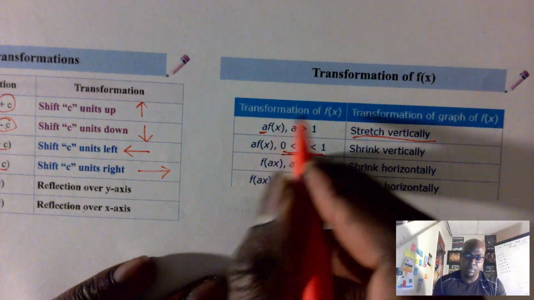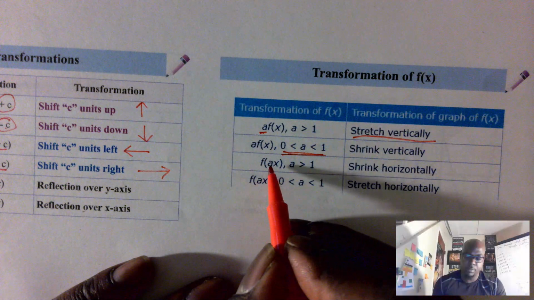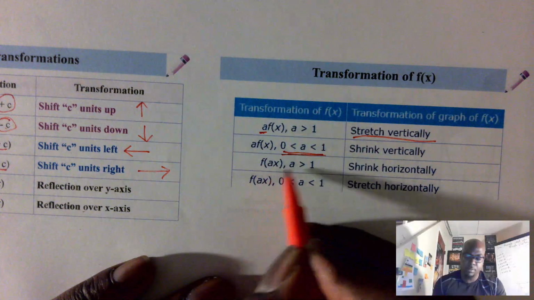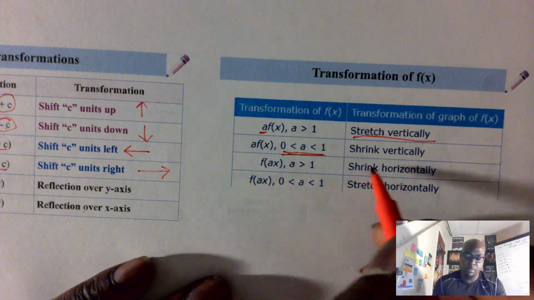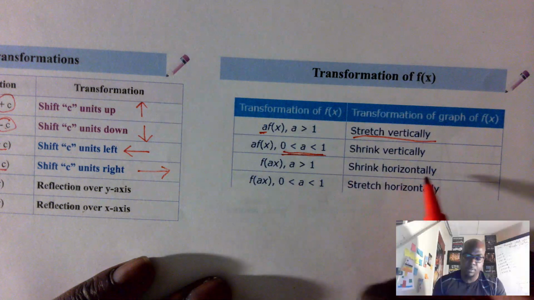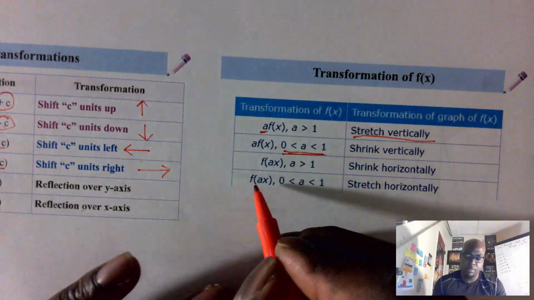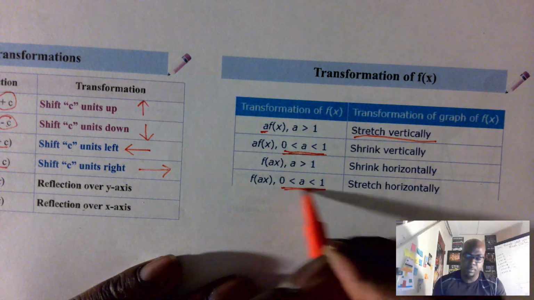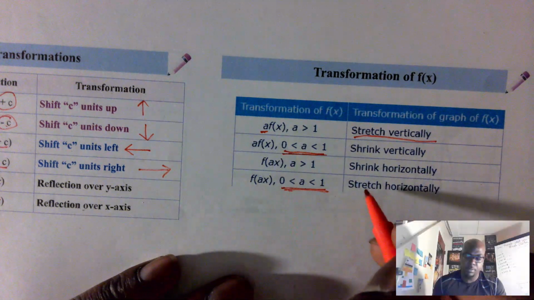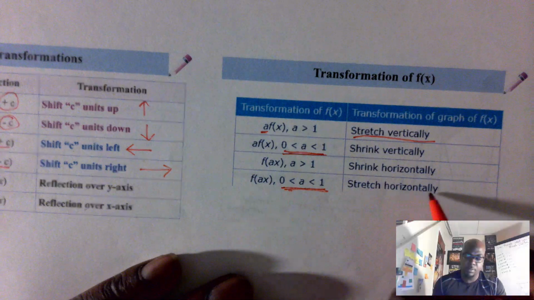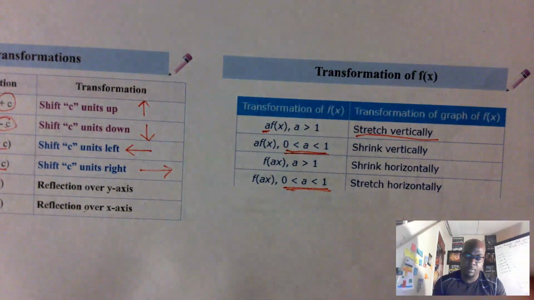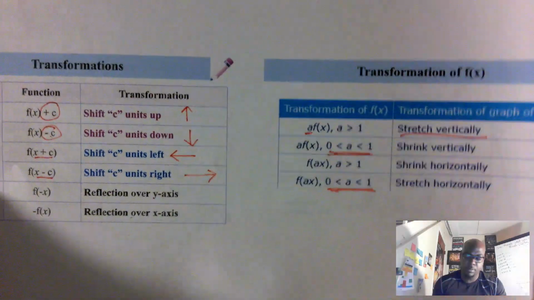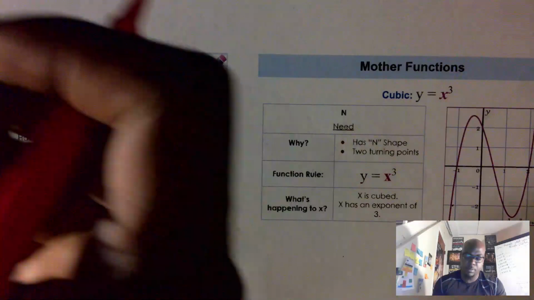Similarly, the transformation of f of x, if we have f of ax, if a is greater than 1, then we have a shrink horizontally. And if we have f of ax and a falls within this parameter here, we have a stretch horizontally. All right, so let's go ahead and look at a few examples, and we'll see what we're talking about.